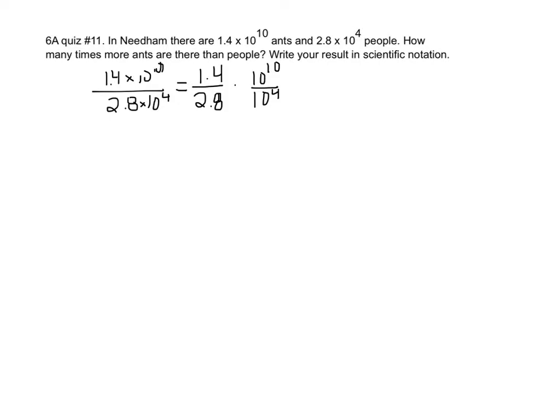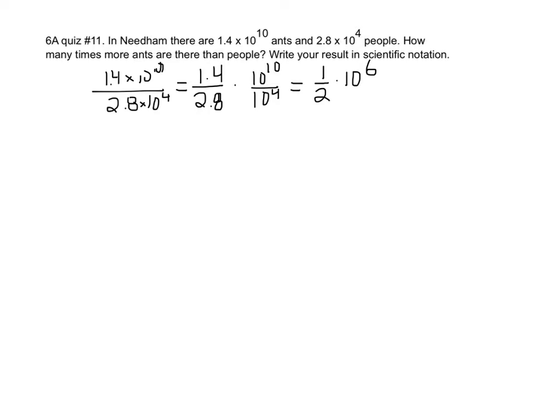into those two fractions. Well, 1.4 over 2.8 is 1/2. 1.4 is half of 2.8. And 10 to the 10th over 10 to the 4th is 10 to the 6th. 4 pairs of 10 over 10 cancel. These are just 1, so I'm left with 10 to the 6th. And that's the answer, but it's not in scientific notation because 1/2 is too small.